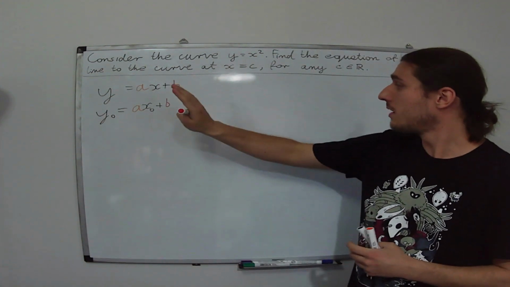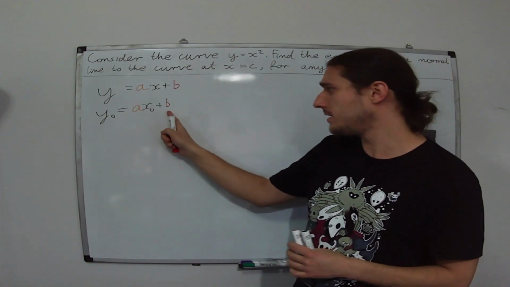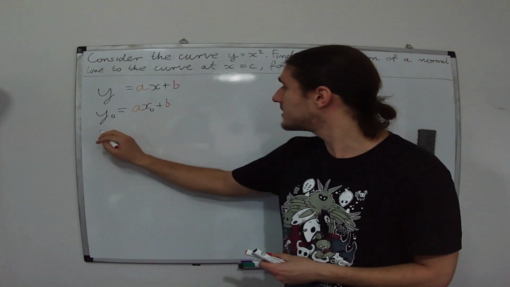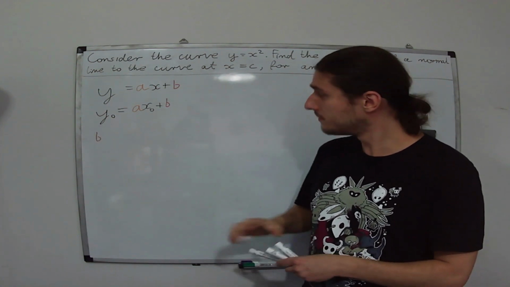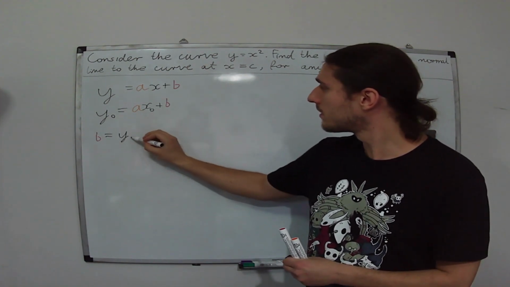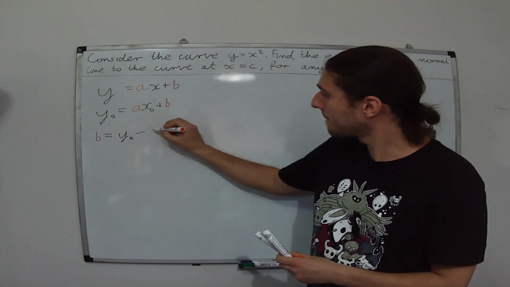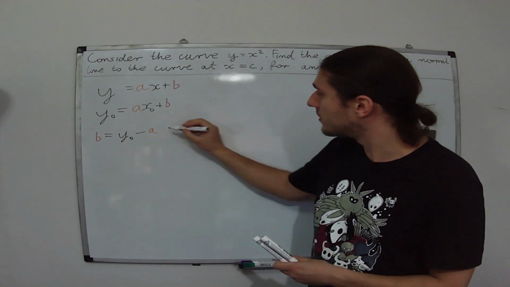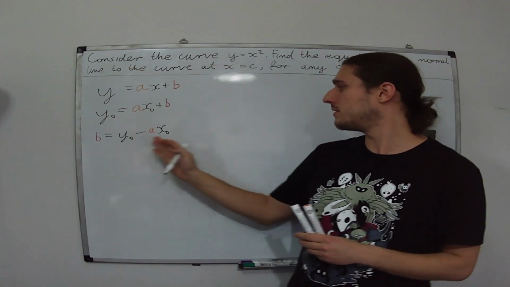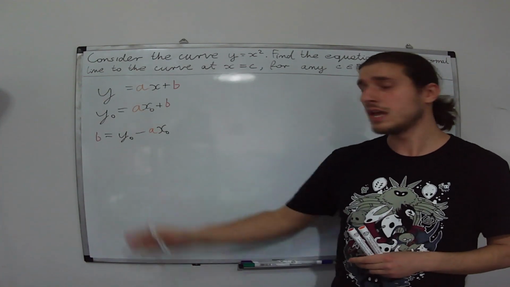But either way, we can rearrange that to find what the y-intercept will be for this set of coordinates. We can simply write it as b equals y null minus a times x null. Cool. So now we know for any given point with those coordinates, we can find out what the y-intercept is, and we can use that.